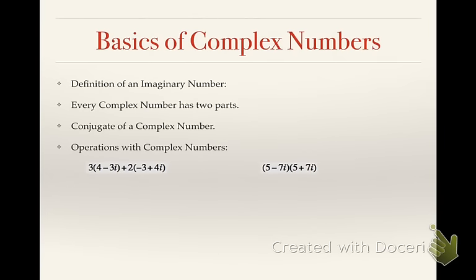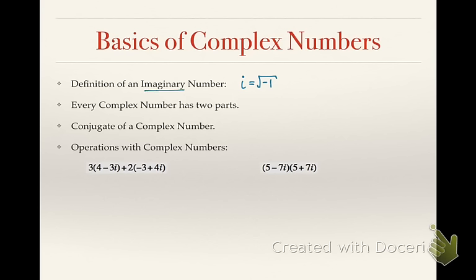Let's talk about the basics of complex numbers and what they are. An imaginary number is defined as i is the square root of -1. There are plenty of times in math where you have to define certain things to be able to interpret things and make sense of them. And it turns out when you take the square root of a negative number, it doesn't give you a real number, so it gives you an imaginary number.